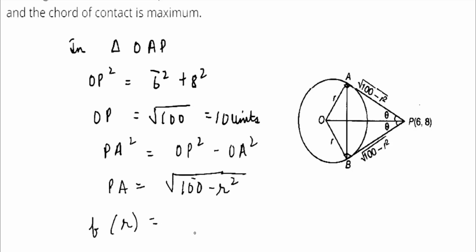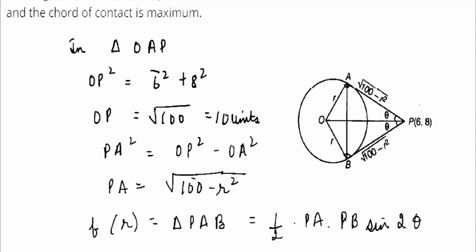Function of r. Now what would be the area of triangle PAB? That would be half of base, and the base is this PA. So half of PA into the height. If this is 90 degrees, then in triangle PAB, the height is PB sine of twice the angle. So therefore the area is half of PA into PB sine 2 theta.